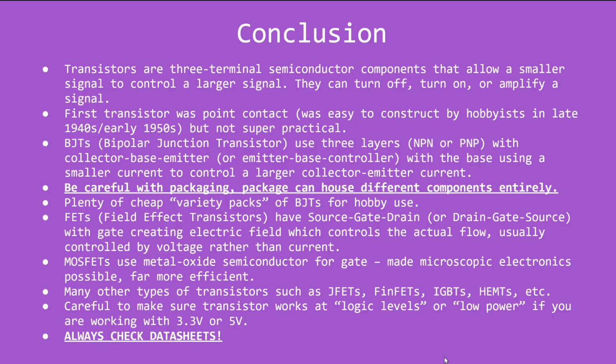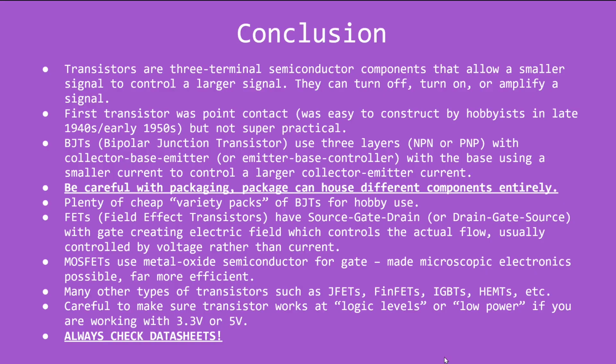All right, so just to wrap things up here, transistors are three-terminal semiconductor components that allow a smaller signal to control a larger one. They can turn stuff off, turn stuff on, or just amplify a signal. The first transistor was point contact, came out in 1947, and quickly hobbyists started to be able to make it at home, although it wasn't super practical. Bipolar junction uses 3 layers. It's NPN or PNP. It basically made transistors practical for electronics, without which something like the miniaturized radio wouldn't be possible. Mind you, be really careful with the packaging.